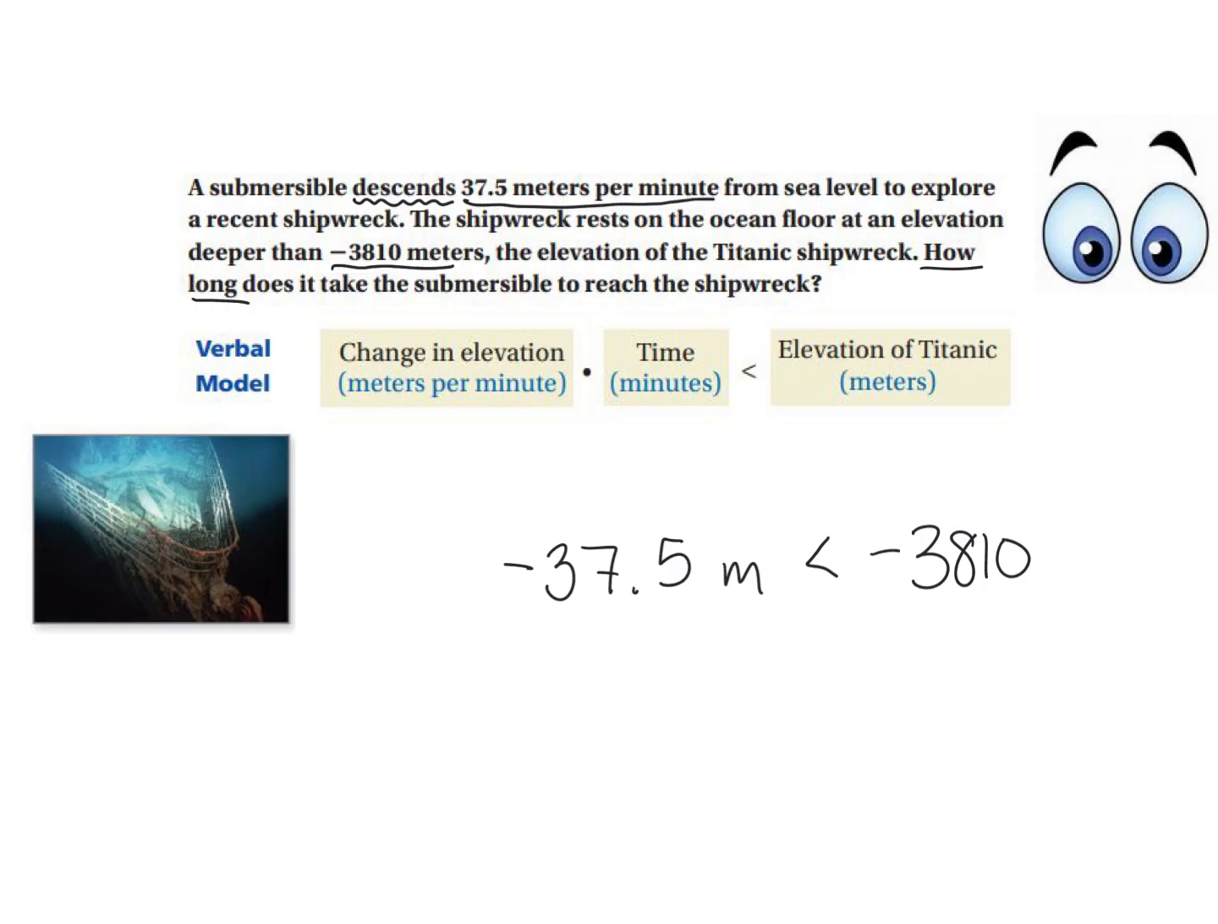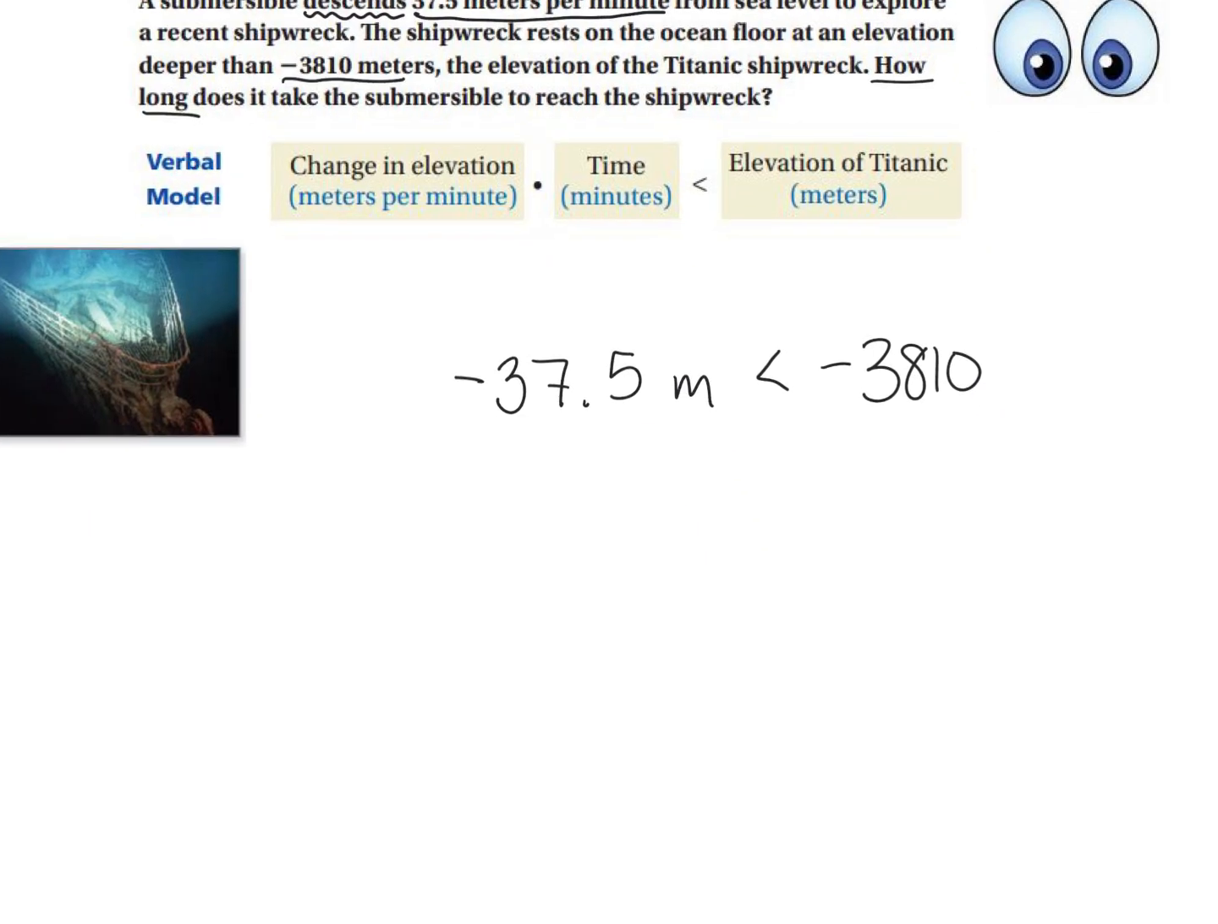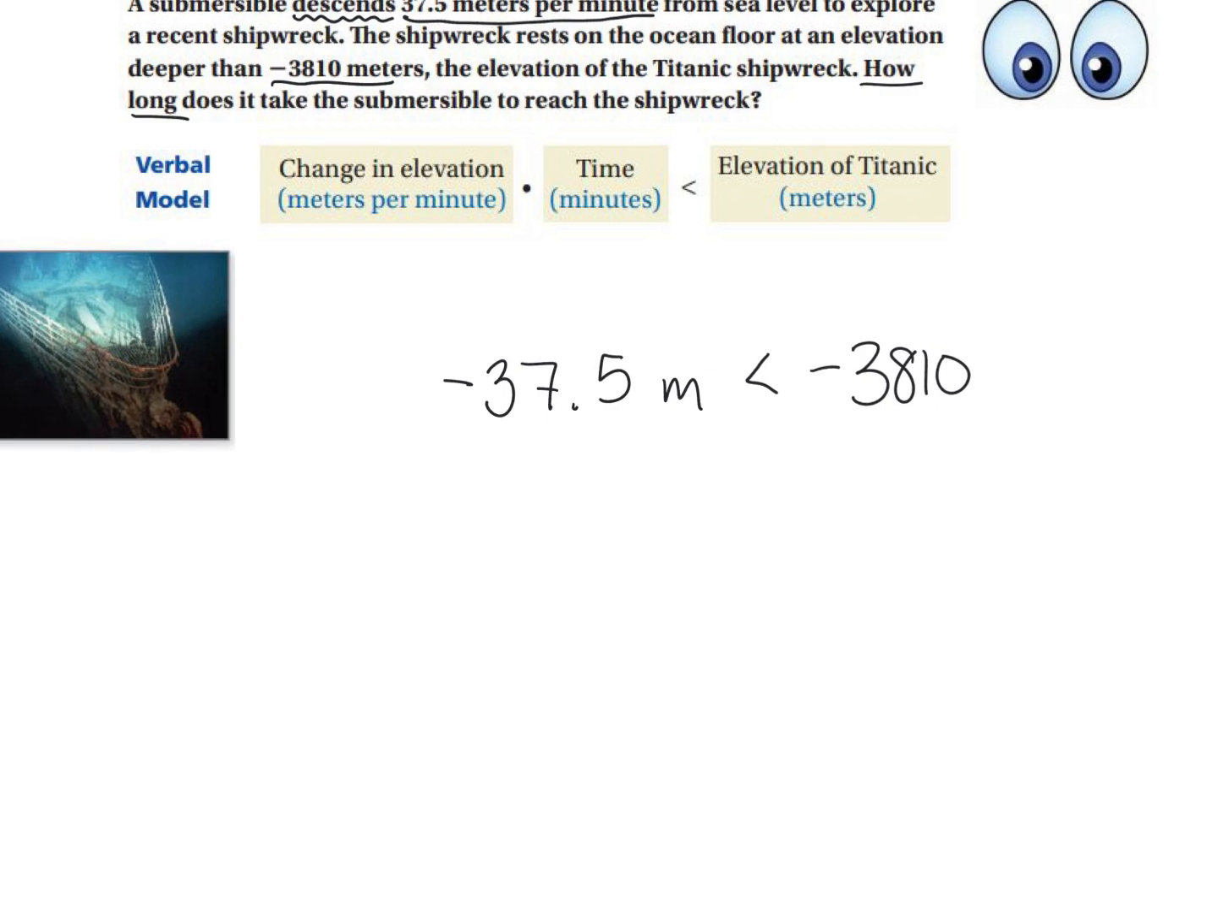Okay, so when it asks us to set it up, this is what we have. And now from here I can go about and solve. I'm going to draw my line down the middle. I'm going to divide by how many meters I can go every single minute so I can figure out how many minutes I need to get all the way down there. So I'm going to divide this by negative 37.5, divide by negative 37.5.